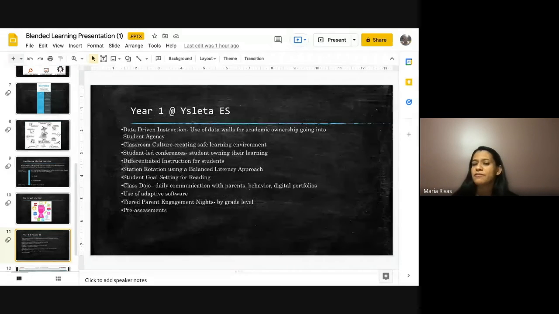We saw those skills for 21st century learners. What are the skills? They need to be able to collaborate. And this is where we're teaching them to collaborate. Student-led conferences, students owning their learning. Students need to be able to show what it is that they're learning.